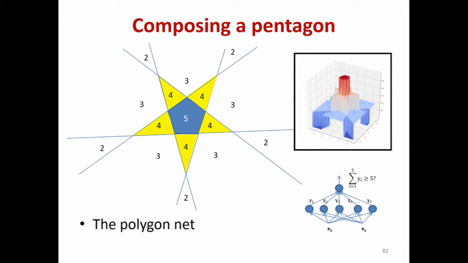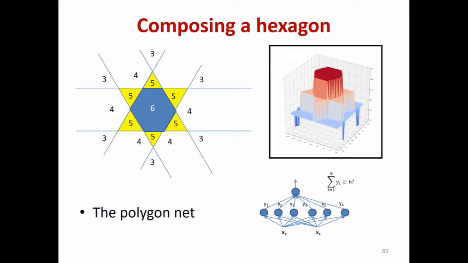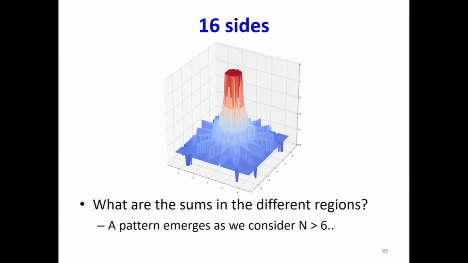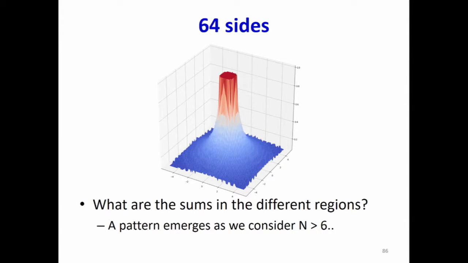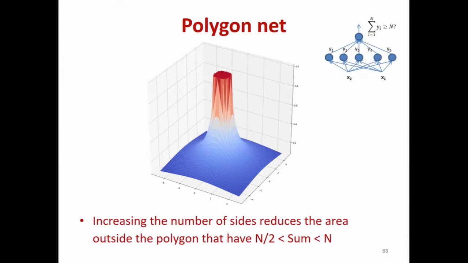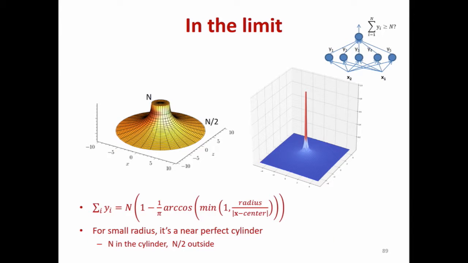Now if n is 6, the area where the sum is 5 becomes smaller still, compared to the 5. And now keep looking at the figure to the right. Look at what it looks like, right? And then here's what I get with a heptagon. This is where I get the sum. Here's where I get something with 16 sides. Here's what I get using 64 sides. Here's what I get using 1,000 sides. Here's what I get with a very large number of sides. In the limit, it's going to look like the figure out there.